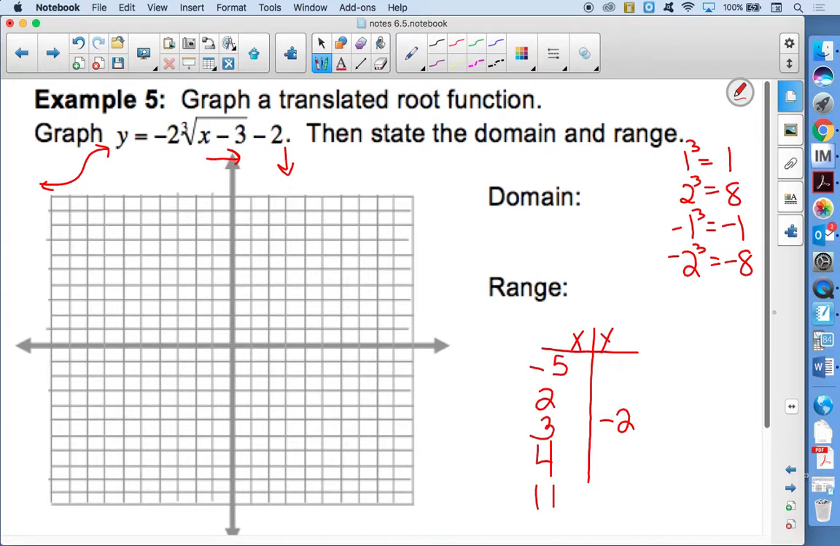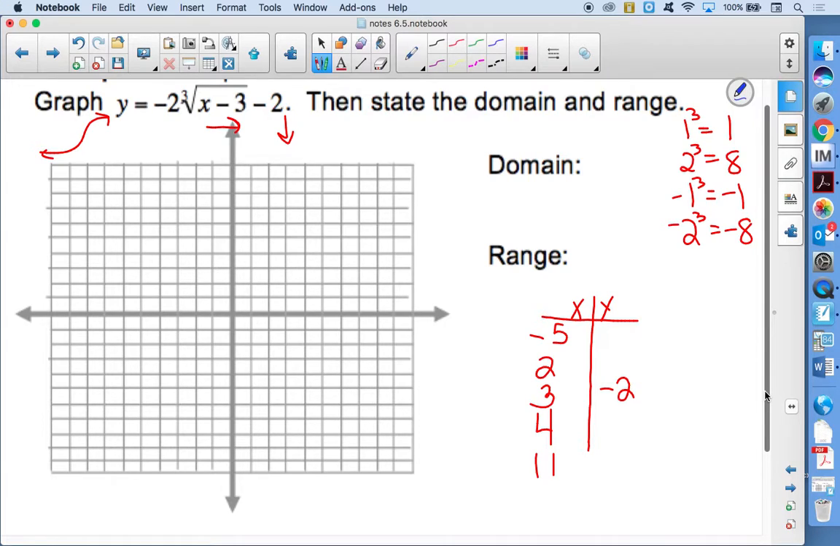So now we have to take these x's and plug them in. So the first one says -2, and then the cube root of -5 minus 3, and then -2. So what's the cube root of -8? -2. So what's -2 times -2, and then -2? 2. So that would be the first value. The second one, we have -2, the cube root of 2 minus 3, and then -2. So the cube root of -1 is -1. So -2 times -1, and then -2 makes 0.